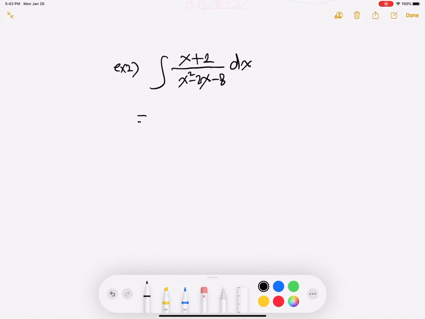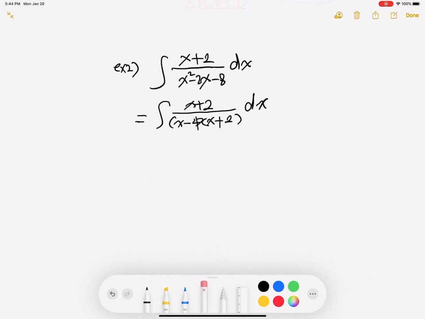So just make two partial fractions. So first, factor the denominator: x minus 4 times x plus 2, dx. It can be cancelled out. I'll change that to 3. It's better. x plus 3. It's not cancelled out.